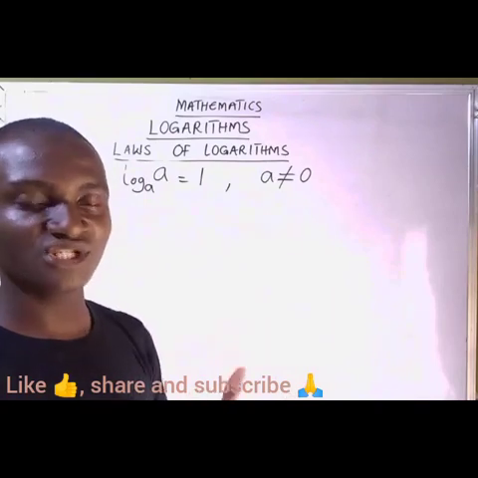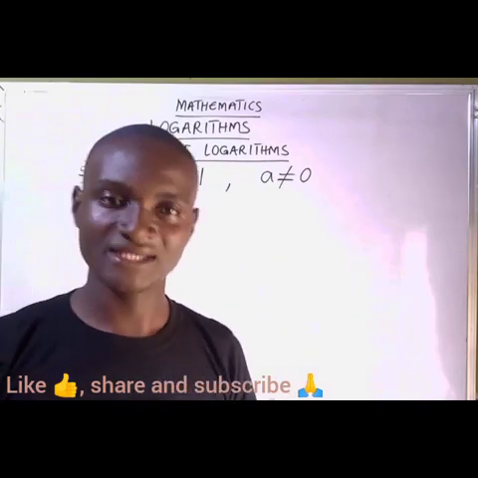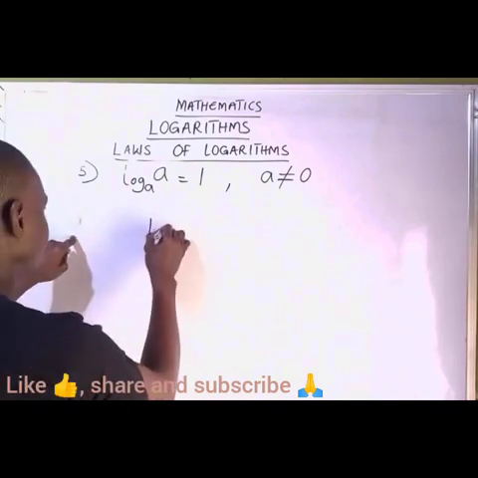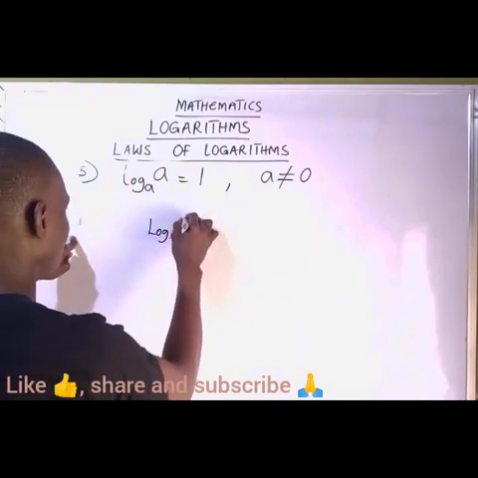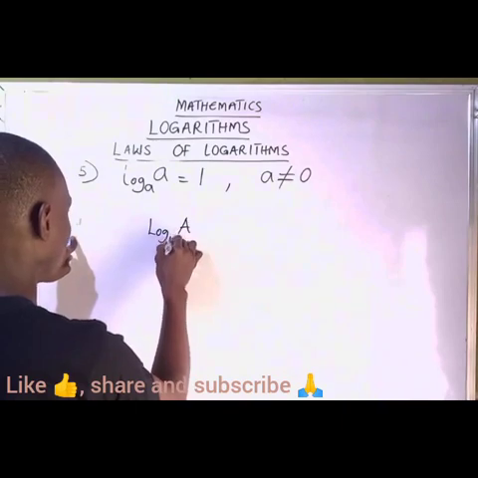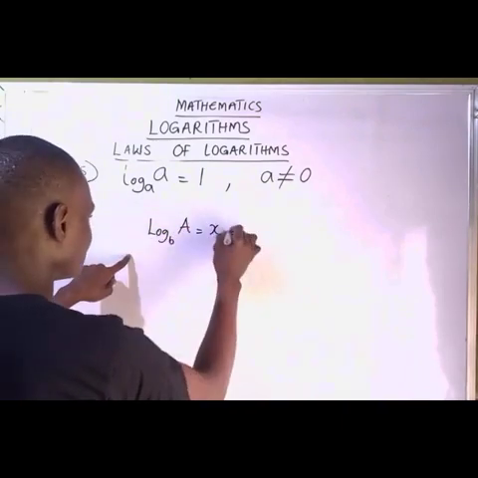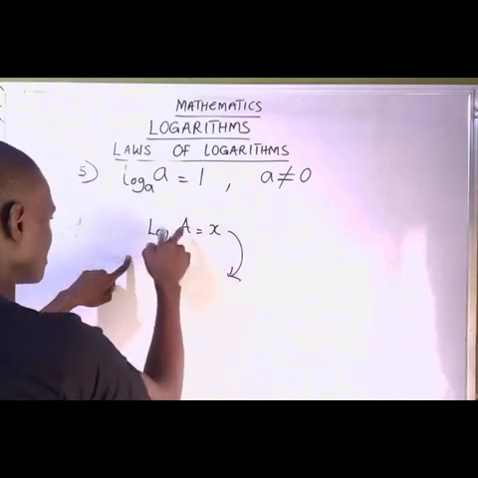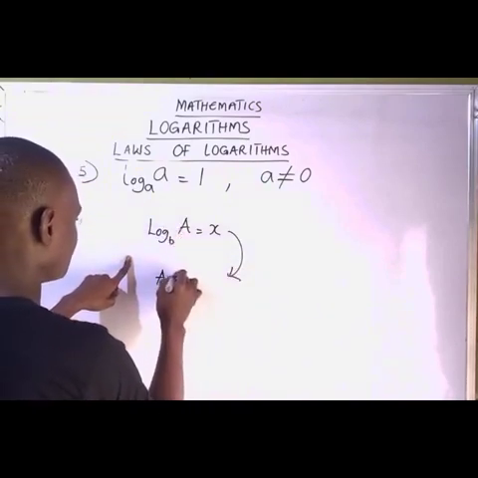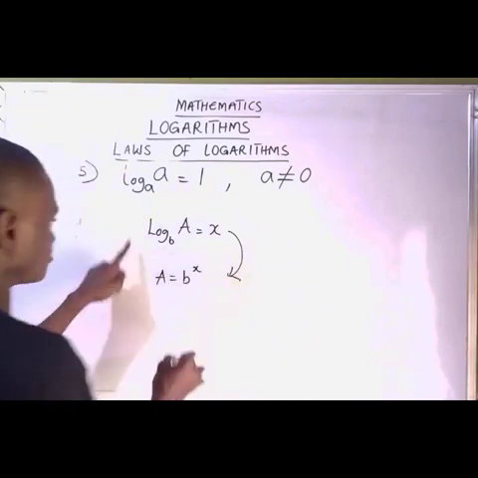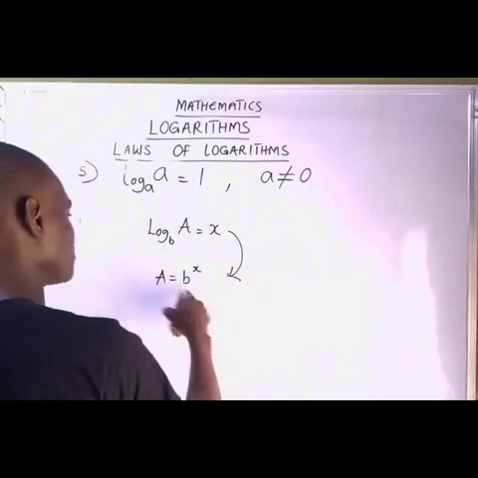as the relationship between logarithm and indices. I said if we have the logarithm of a number to a particular base and is equal to this, we said we can transform this to a being equal to b to the power of x. Do you remember that? And we can also transform from this to this.